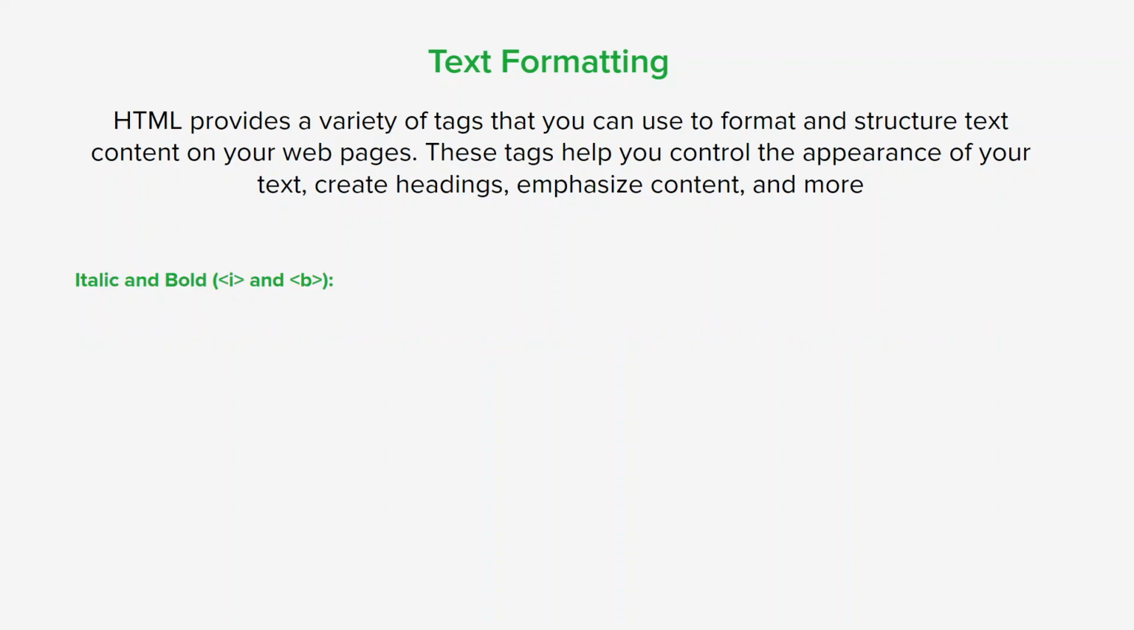The italic and bold tags: the I tag is used for italics, and the B tag is used to make the text bold. However, it's recommended to use the EM and strong tags for semantic reasons, as they convey more meaning.